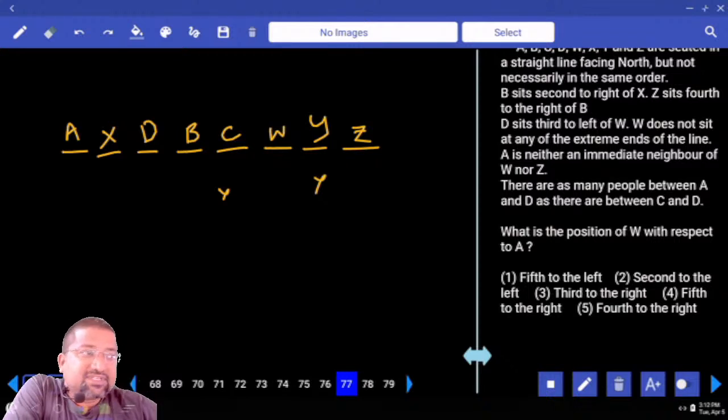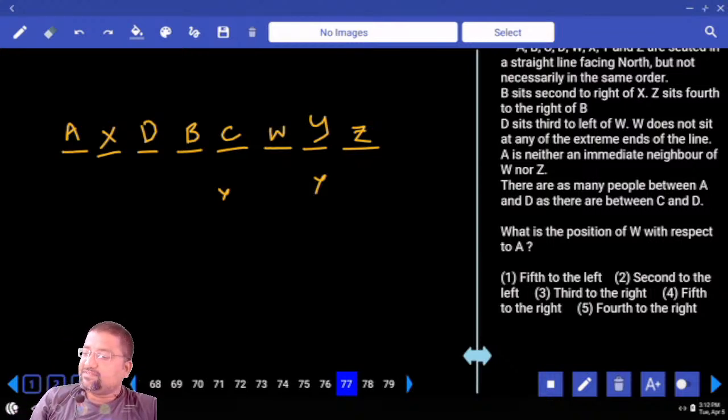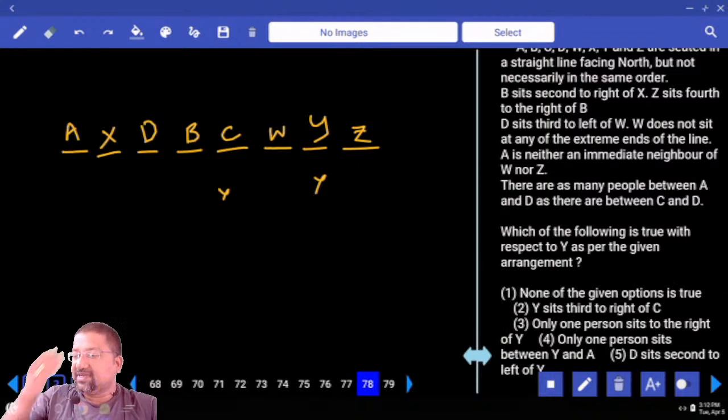77. What is the position of W with respect to A? Right side or left side? Right side: 1, 2, 3, 4, 5. Fifth to the right.